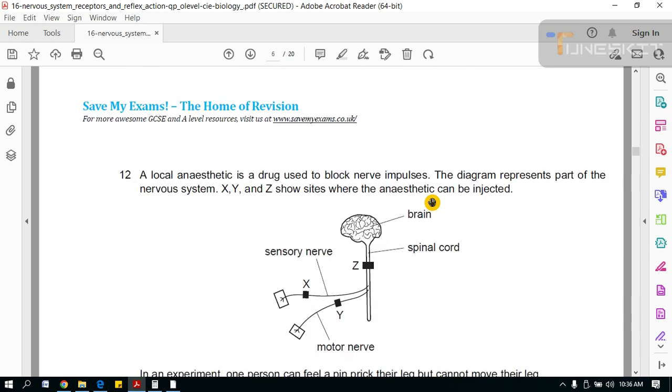Now another question. A local anesthetic is a drug used to block nerve impulses. The diagram represents part of the nervous system. X, Y and Z show sites where the anesthetic can be injected.